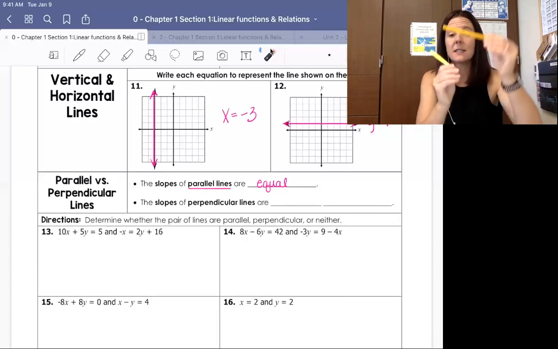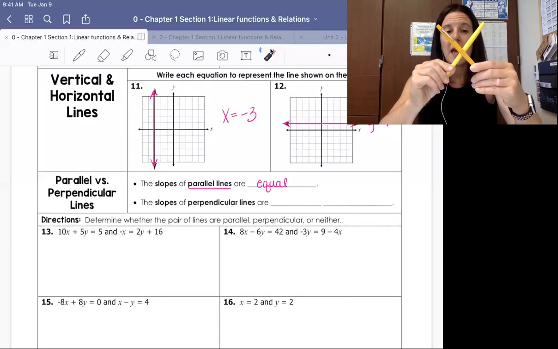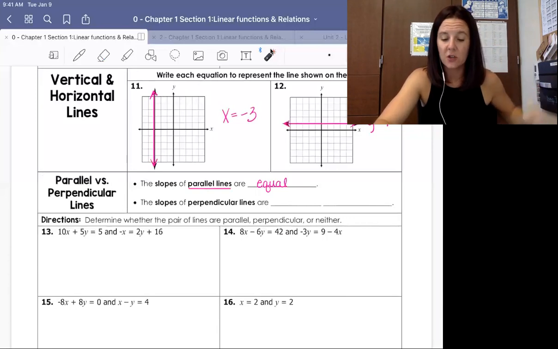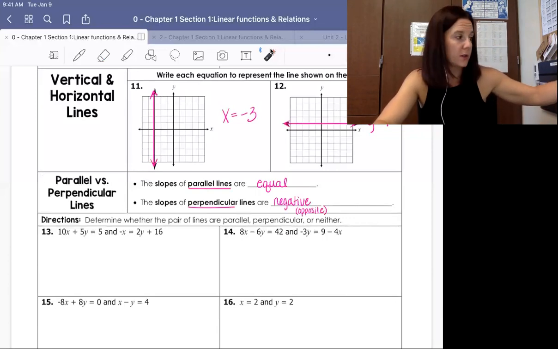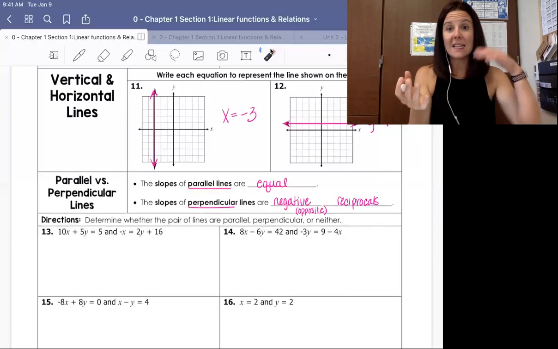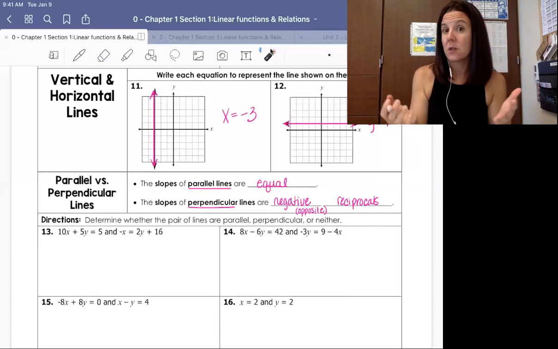Now, if we have 2 lines that are perpendicular, notice one is negative and one is positive because one is going uphill and one is going downhill. And they're going to have slope values that are not only opposites of each other, but they are going to be reciprocals. So when you have perpendicular lines, these are going to be slopes that are negative or opposite reciprocals. So like 2/3 and -3/2, 1/4 and -4. Those are reciprocals.